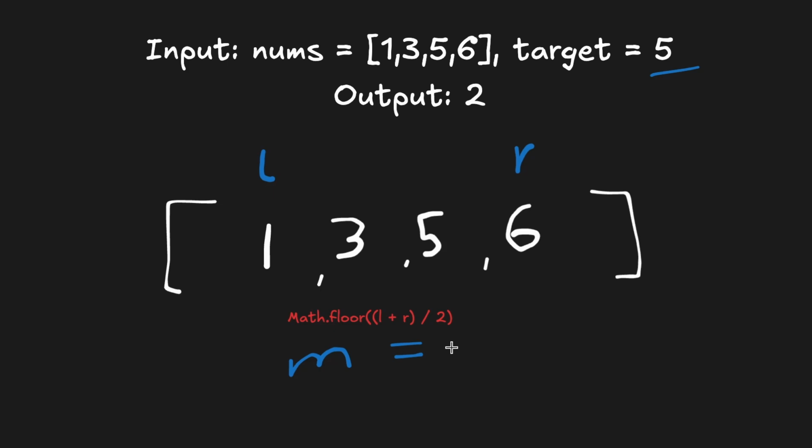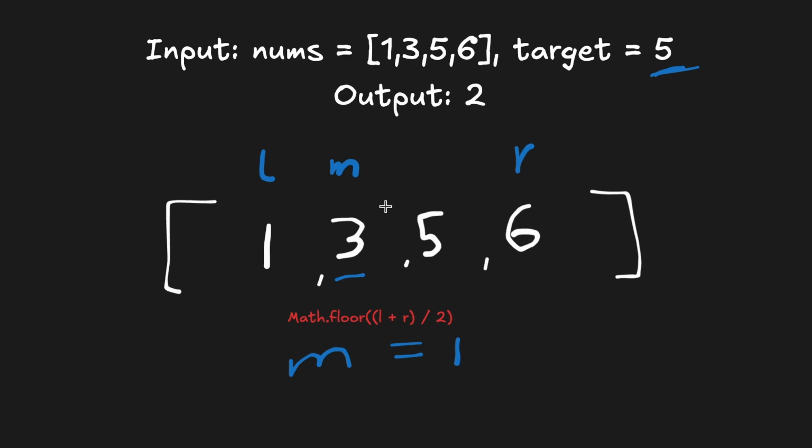And in this case, let's run through it. We have R, which is 3, and L, which is 0, which are the indexes, divided by 2, which is 1.5. Floor is going to be 1. So M is actually going to live here. Now we're going to say, is the target equal to the value at the M index? No. So let's continue on.